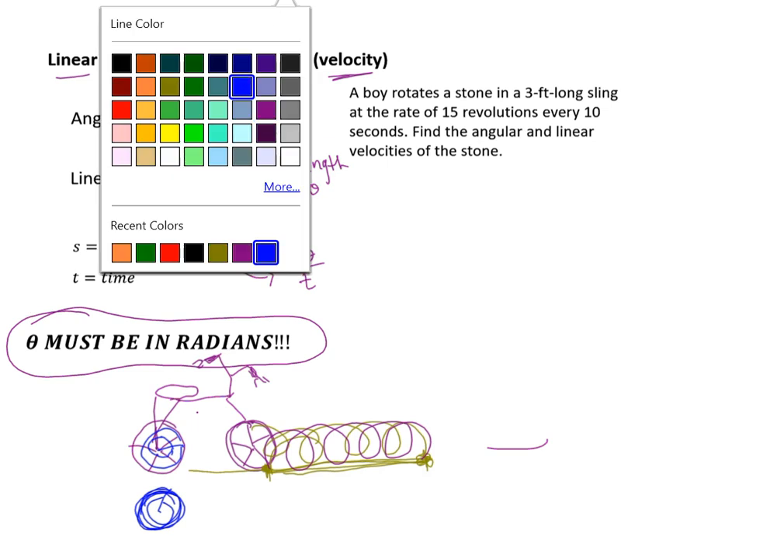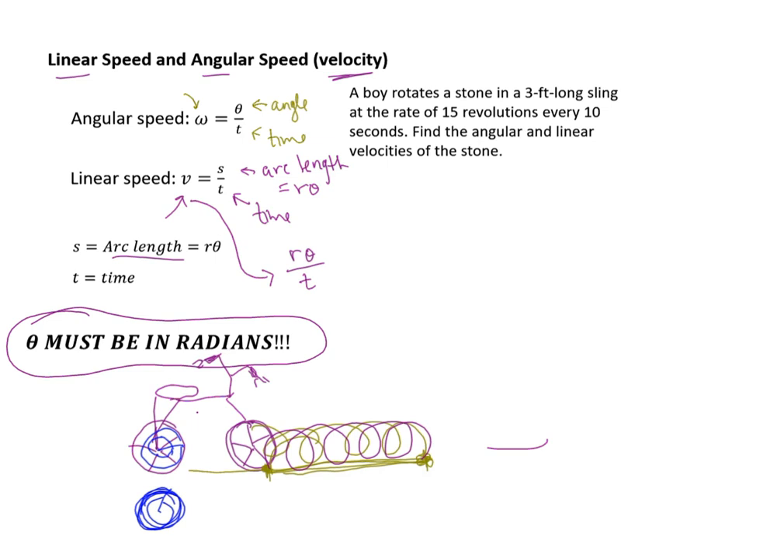Okay, first problem here says, a boy rotates a stone in a 3-foot long sling. That's a measurement, so it must be important. At the rate of 15 revolutions every 10 seconds. Find the angular and linear velocities of the stone. Okay, so this word right here is key. A revolution is one turnaround. So when a wheel goes a full turnaround, that's a revolution, or a sling, or whatever it is.